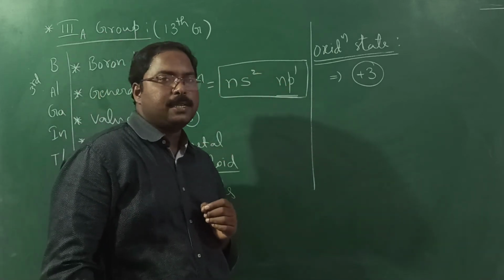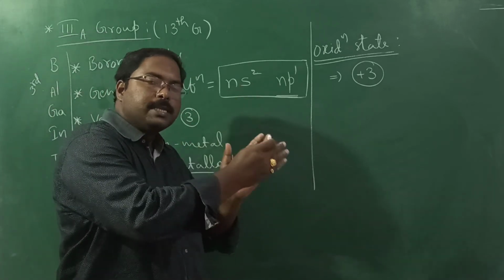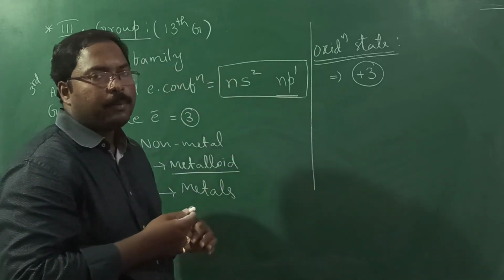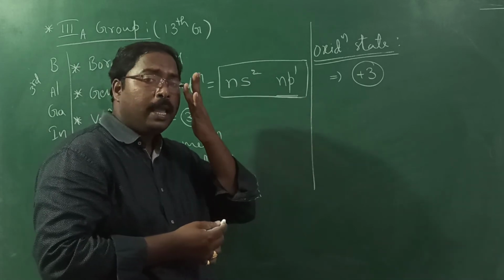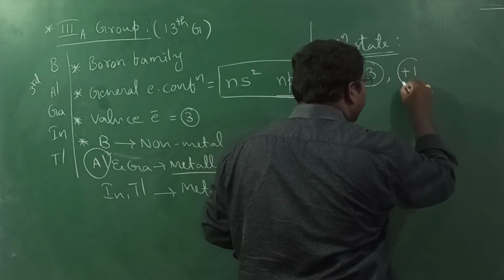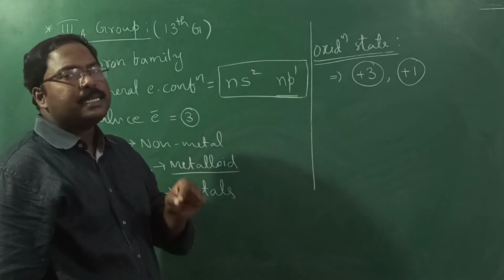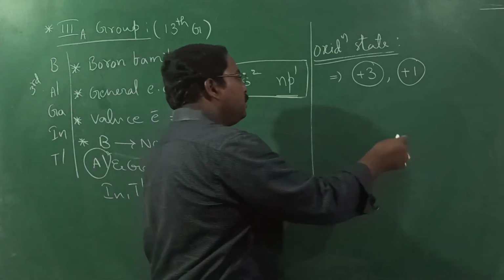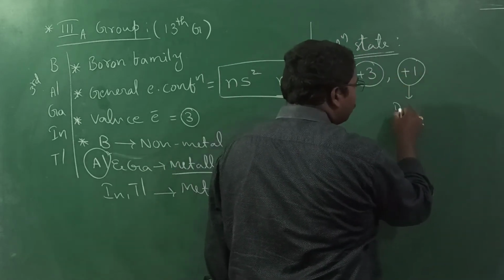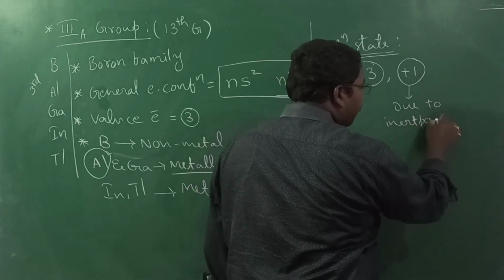Now, there is a small concept, the inert pair effect. When we discuss 13th group elements, or at the end of the lesson on periodic classification, we will discuss the inert pair effect separately. Because of the inert pair effect, remember these elements can also exhibit plus 1 oxidation state. In the notes, write clearly they exhibit plus 1 oxidation state due to inert pair effect.